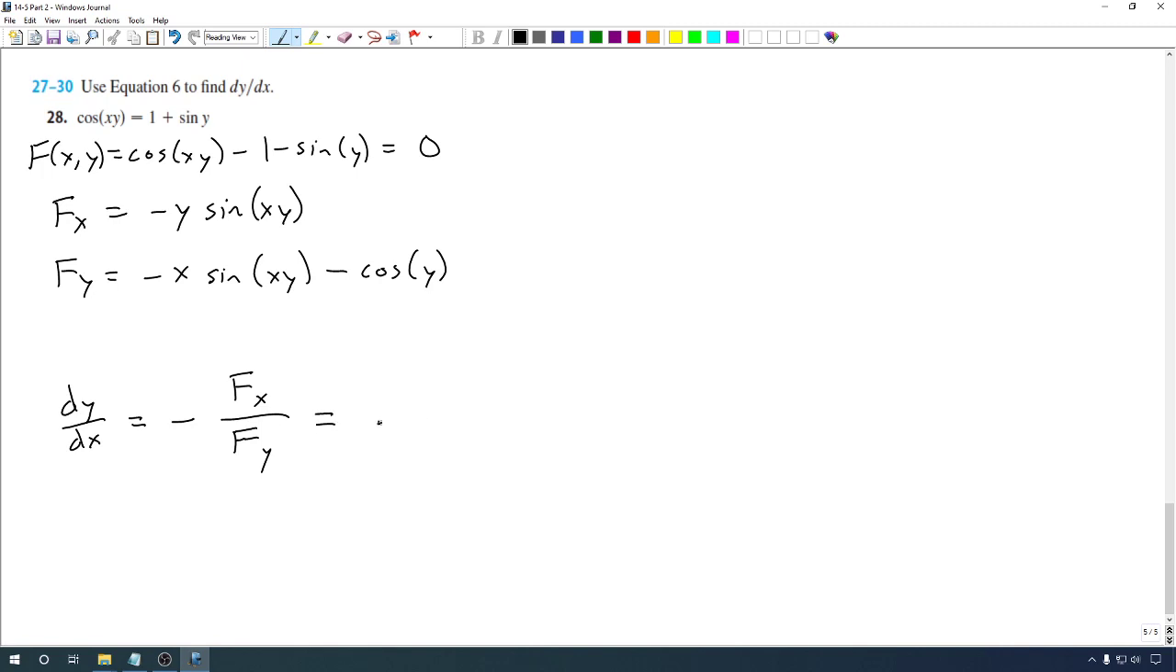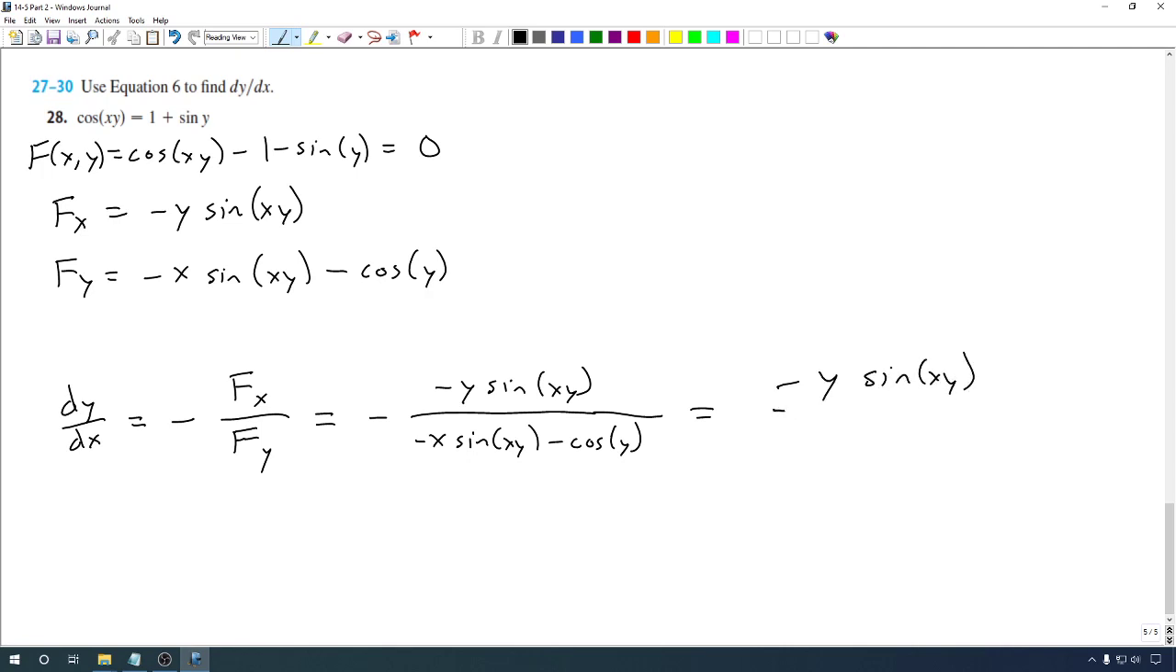We're going to go ahead and plug those in here. We saw the negative out in front. We have a negative y sine of xy on top. We have a negative x sine of xy minus cosine of y on the bottom. And I'm going to do one simplification step. I'm going to use the negative out here to just get rid of the negatives on the bottom. Fortunately, we can't cancel out all the negatives. So the top will stay in negative y sine of xy. Bottom will be an x sine of xy plus cosine of y. And there's really no simplification that can be done there.